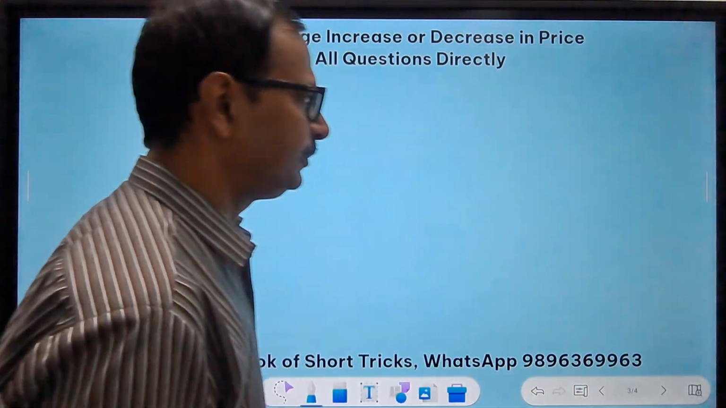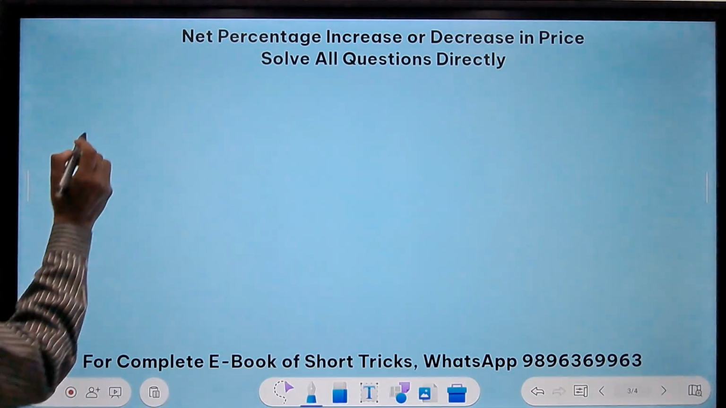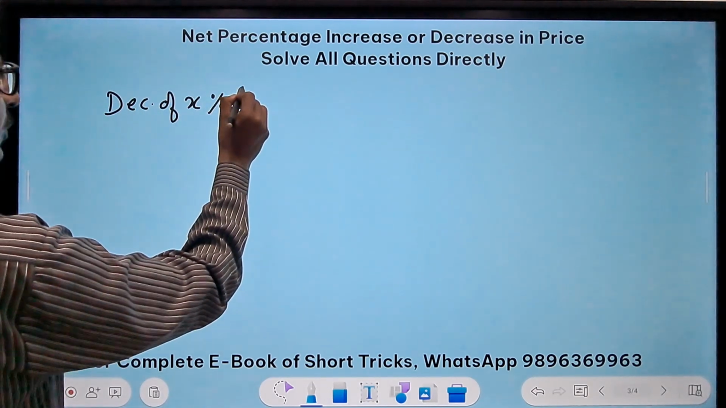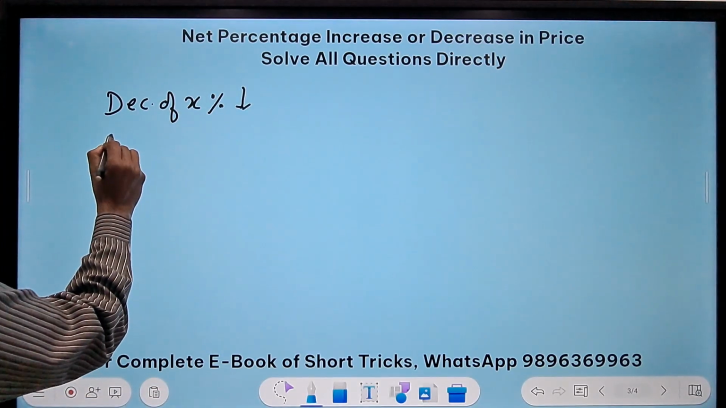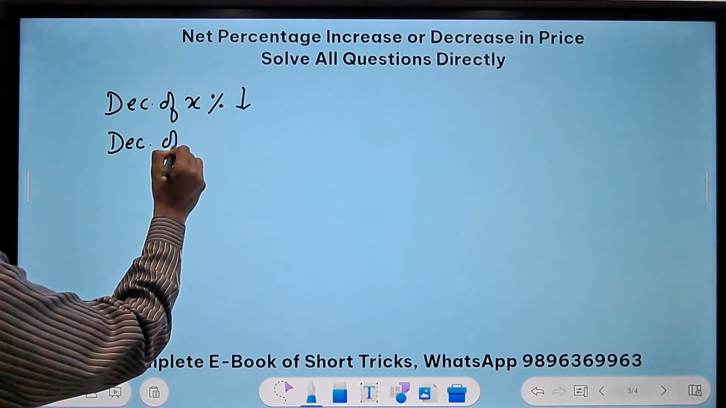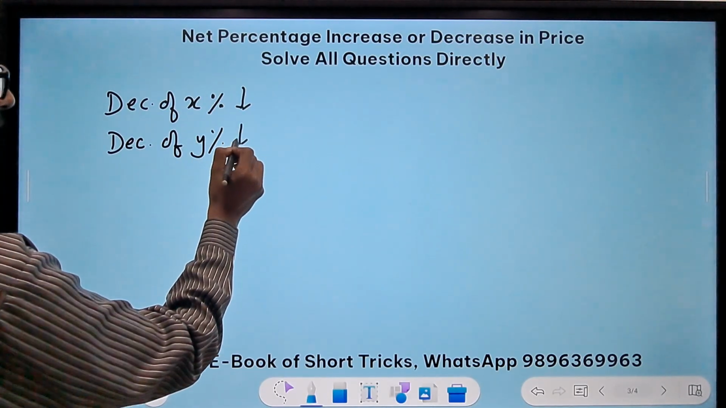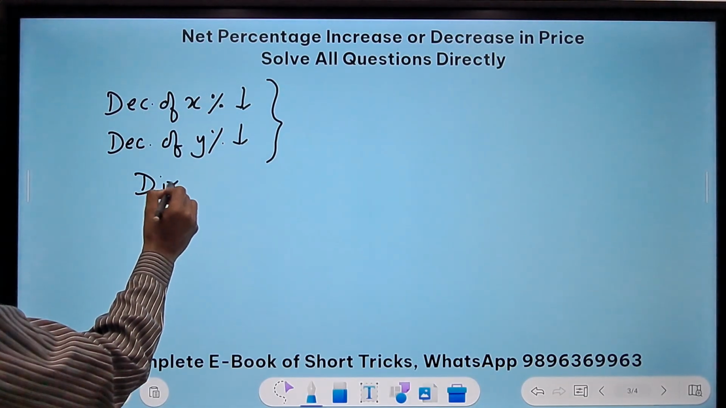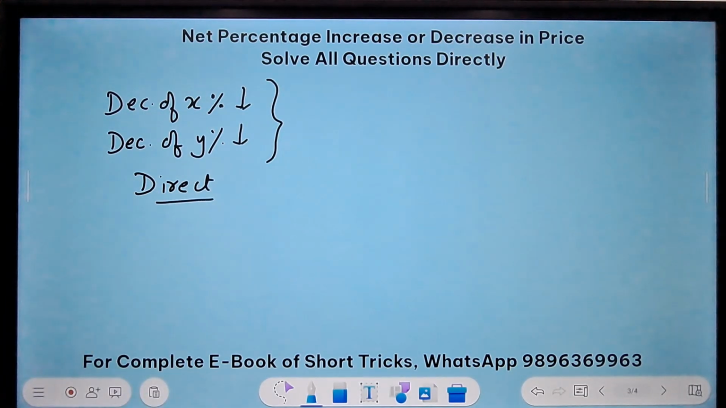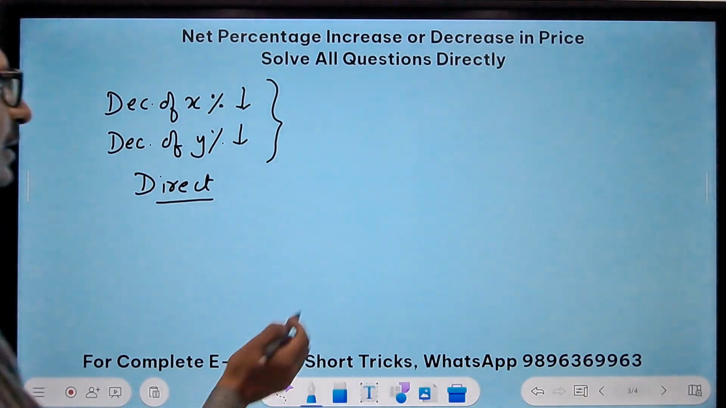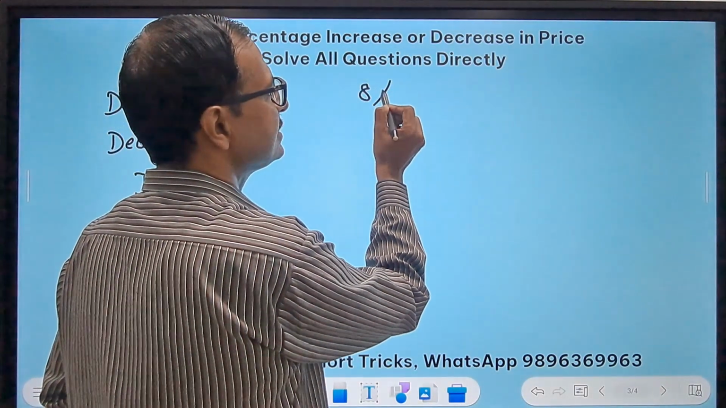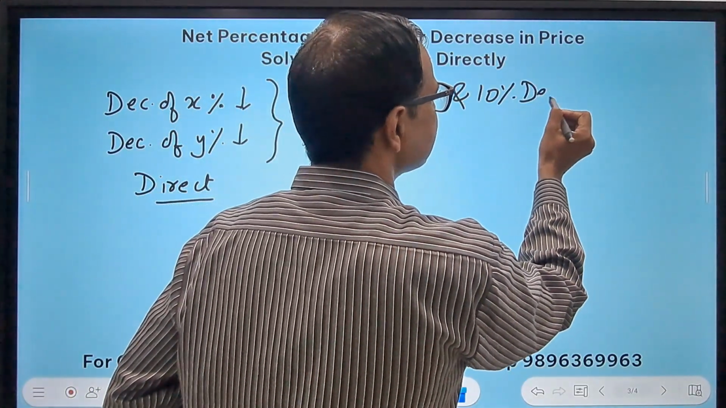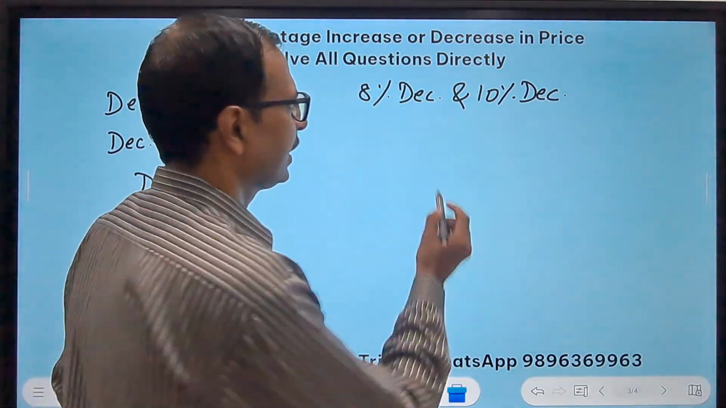Let's take the third case now. In the third case, I am going to go with a decrease of x% first. So this is a down arrow, and then maybe another decrease, say decrease of y% the second time. The second time also it is decreasing. So I am going to use the direct method again, and let's do it traditionally first by taking some values. The values are say 8% decrease and then 10% decrease. Okay, so let's find the answer using these two variations first.